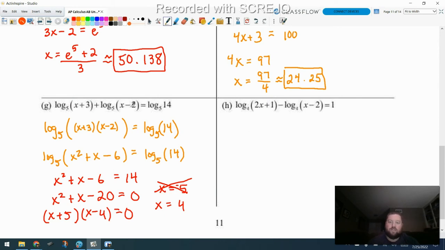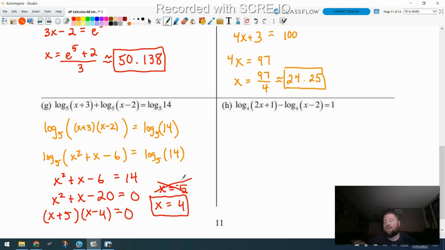That's good. 4 minus 2 is 2, which is also good. So x equals 4 is going to be the only viable solution for that. Okay, you want not all solutions to be extraneous. Both of them could work. Neither of them could work. You could end up with a no solution situation.